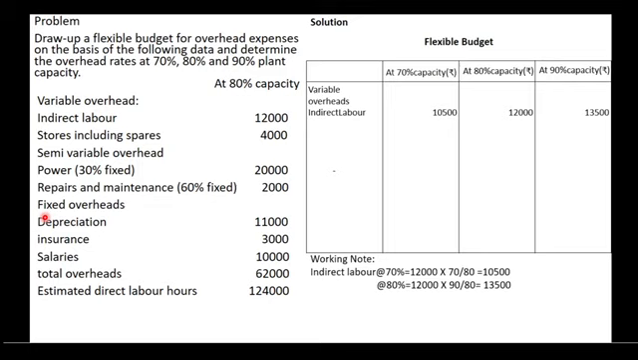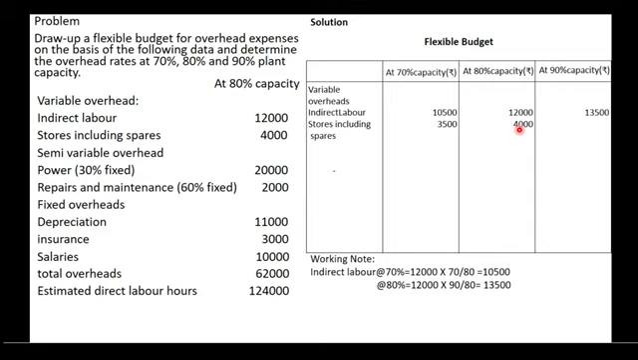So then the amount for the stores including spares is rupees 3,500. And for the 90%, 4,000 into 90 divided by 80. Then the amount for the 90% is 4,500 rupees. And the next one, that is the semi-variable overhead. Under the semi-variable overhead, the first thing is the power.